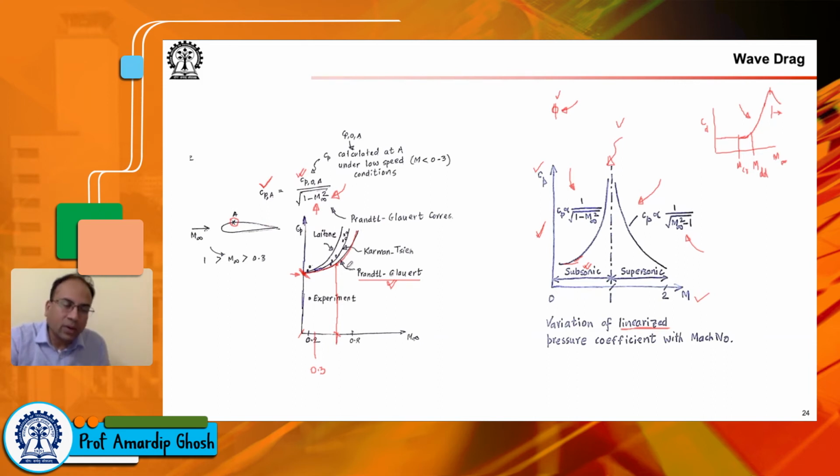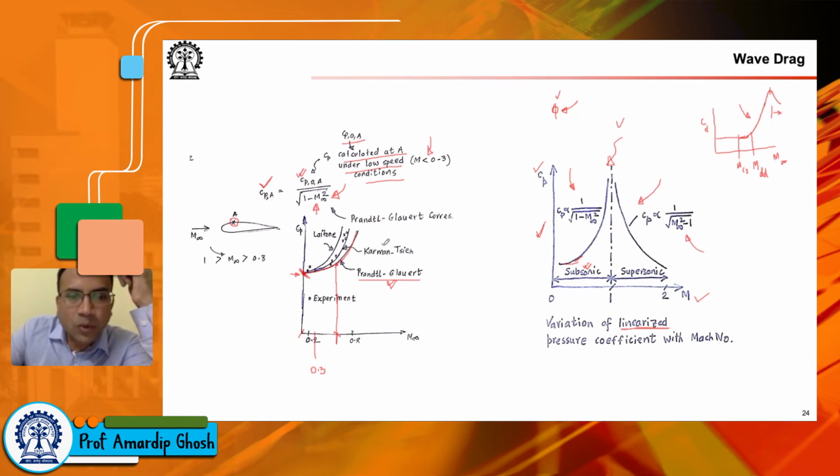Rather, you can think of it as a model. That is, if you don't have the facility to measure Cp at those high Mach numbers, all you can do is measure Cp at a low enough Mach number and then use this correction. Okay. So Cp0 at A is calculated under low speed conditions. As you can see, I have said Mach number less than 0.3, but again, I think less than 0.2 might be a safer bet. Okay, so that is the Prandtl-Glauert correlation.